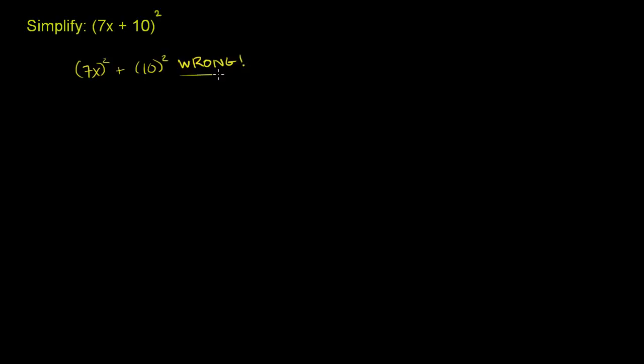This is wrong. What your brain is doing is thinking, oh, if I had 7x times 10 and I squared that, this would be (7x) squared times 10 squared. We aren't multiplying here. We're adding 7x to 10. So you can't just square each of these terms. I just wanted to highlight this is completely wrong.